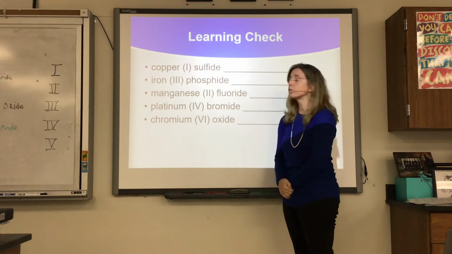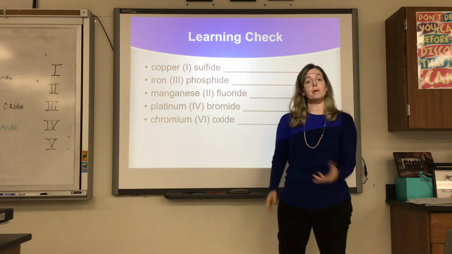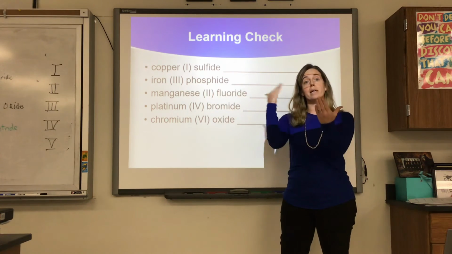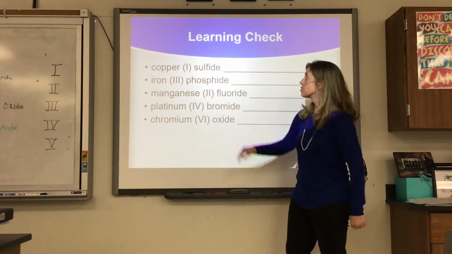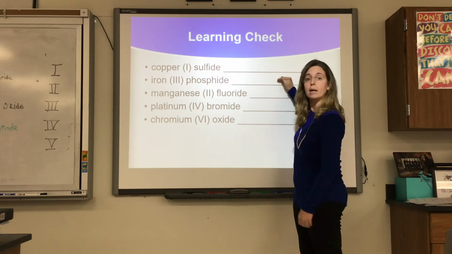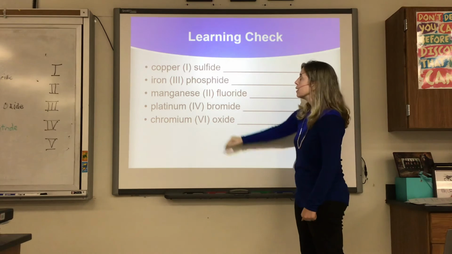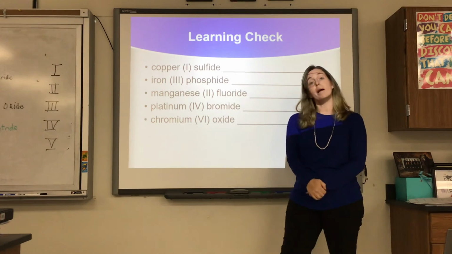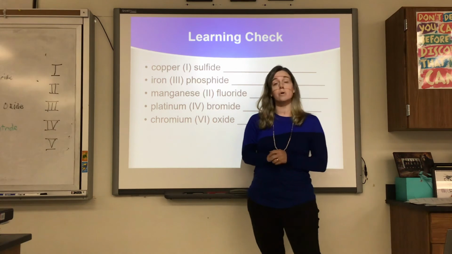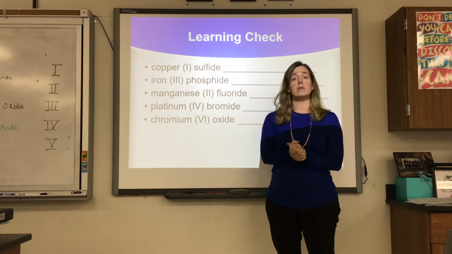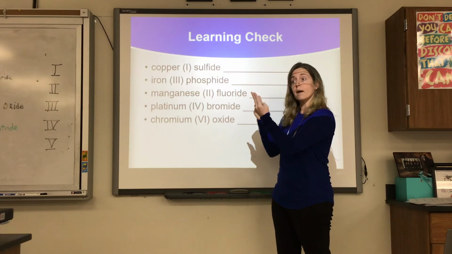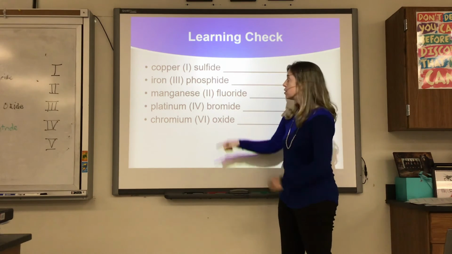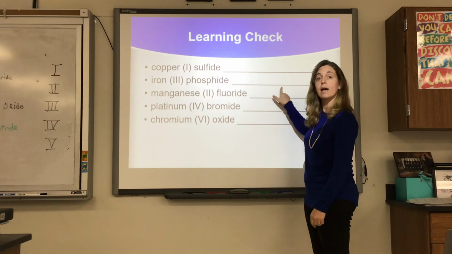Now you have iron 3 phosphide. Iron 3 means it's a +3. Phosphide has a -3. A +3 and a -3 cancel, so you would have FeP, no subscripts. Next one is manganese 2 fluoride. Manganese 2 means it's a +2. Fluoride has a -1, so a +2 and a -1 don't cancel, so you drop your charges and crisscross. So it's going to be MnF2.